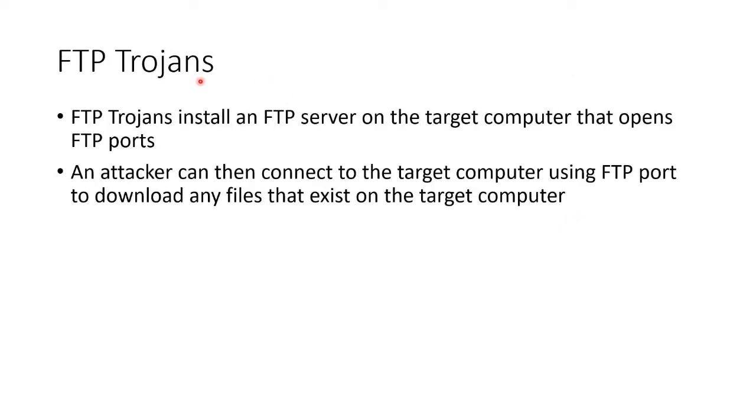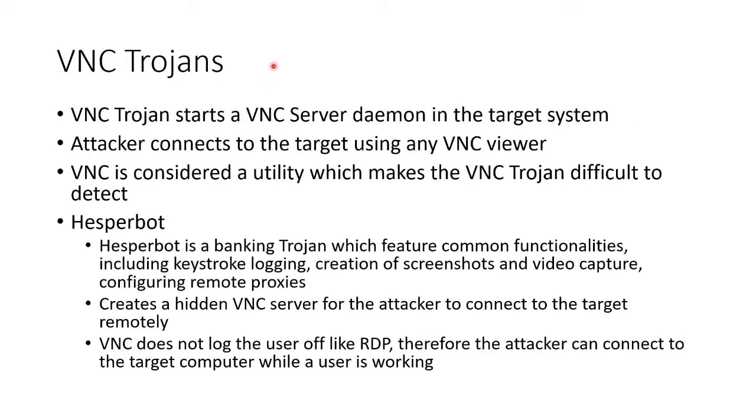We can have FTP Trojans, so it will install an FTP server on a target so we can upload and download files. We can have VNC Trojans. So it starts a VNC server so that I can make a VNC connection. Now, if it is a hidden VNC viewer, I can just watch what the user's doing on their desktop. Now, the thing is, VNC is a legitimate normal utility that allows us to have remote control, so it's hard to detect that a VNC Trojan is actually malicious.